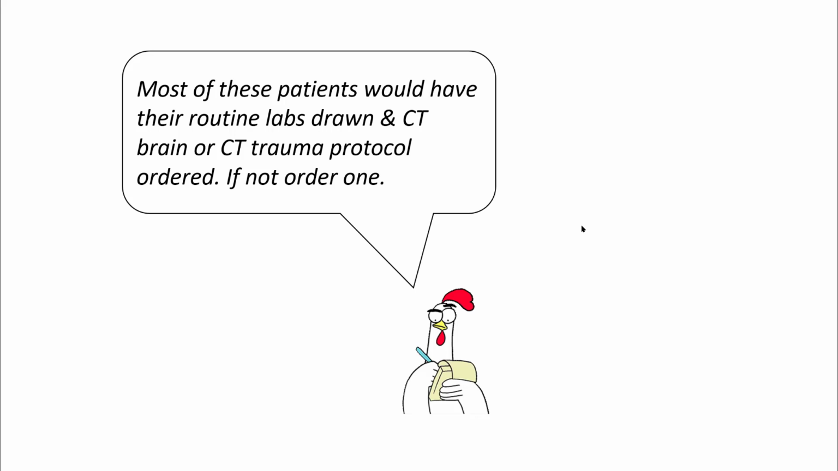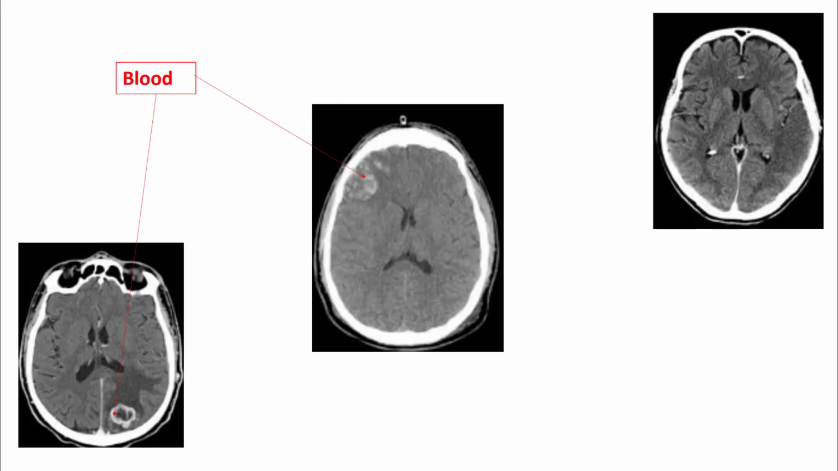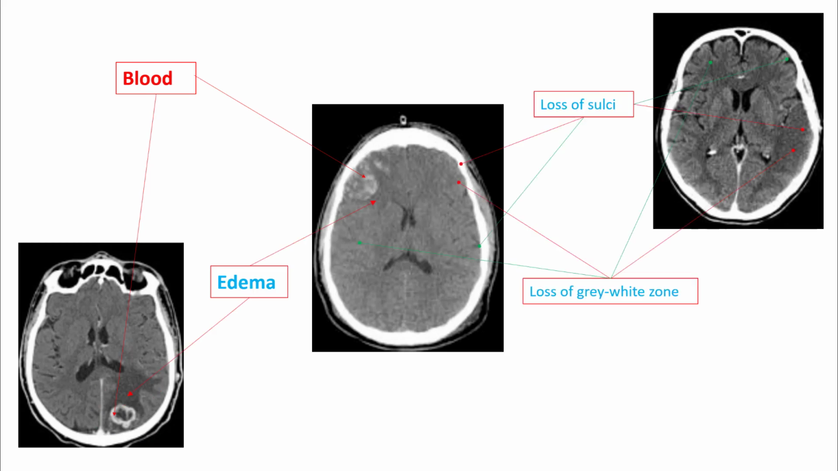CT scan is very important in the evaluation of altered mental status, so it's important to understand some basic findings. Blood appears white on the CT scan, and cerebral edema appears darker than the surrounding brain. Cerebral edema will result in loss of sulci and loss of gray-white zone differentiation. Look for ventricle size and symmetry, and look for midline shifts.